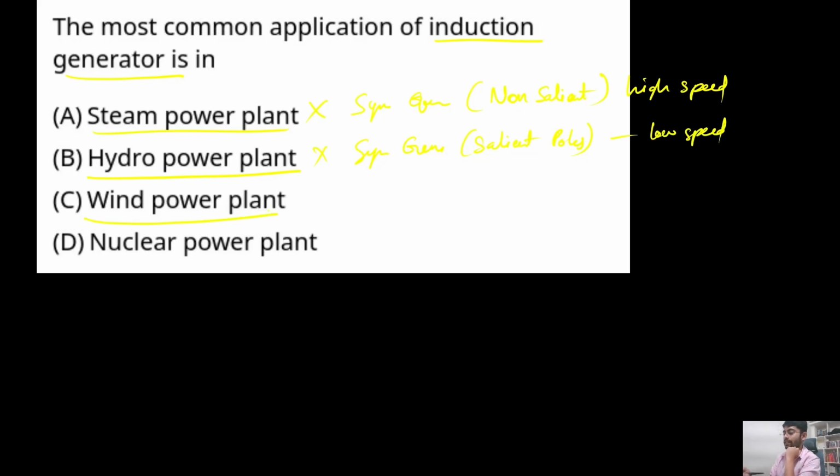Wind power plant is the correct answer. Here we use induction generators. So option C is the correct answer. And nuclear power plant is again steam, so again synchronous generators. So option C is the correct answer. Induction generator is used in wind power plants.